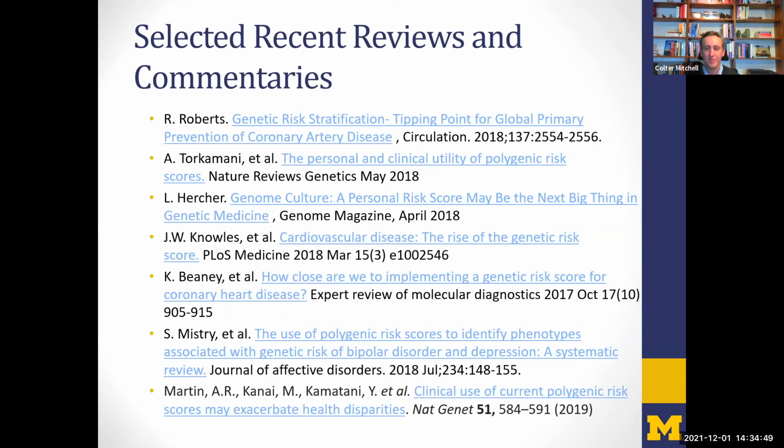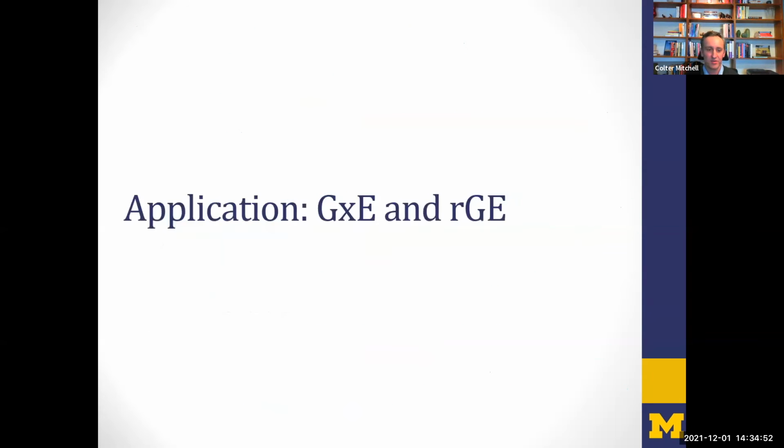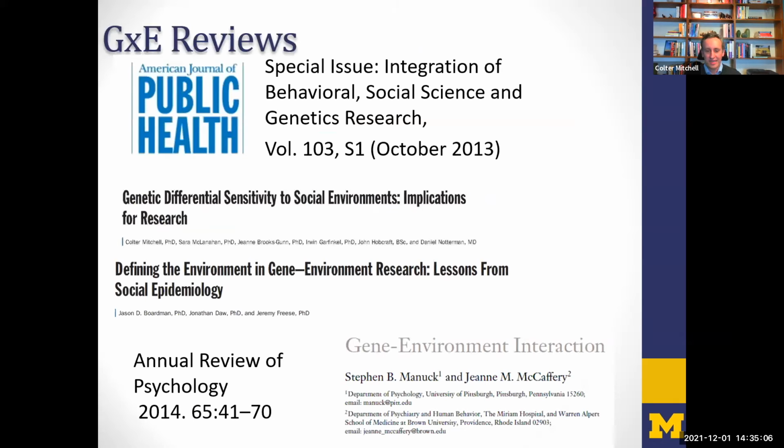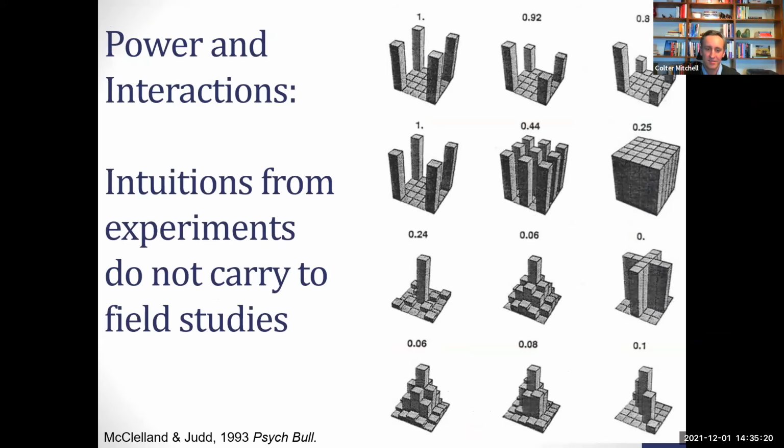Lots of reviews for you to come back and look at and commentaries on polygenic scores. You might also be interested in gene-environment interaction and gene-environment correlation. The G by E is gene-environment interaction, and gene-environment correlation is denoted by rGE. Again, a lot of reviews that I'm just going to put up there if you want to go back and look at them, because it's been a big topic on how to do gene-environment interactions. I'm only going to say one thing, and this is purely from a statistical point of view. A lot of times, and this isn't just genetics, we misunderstand how to think about interactions. A lot of times we get these intuitions from experiments that don't carry over into the field.